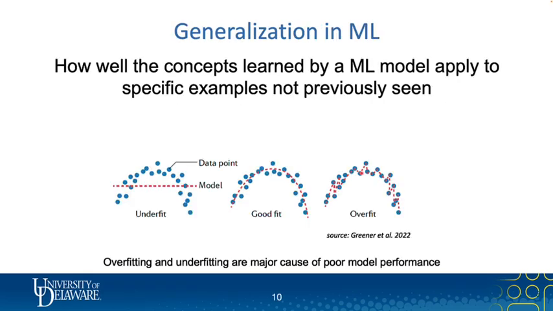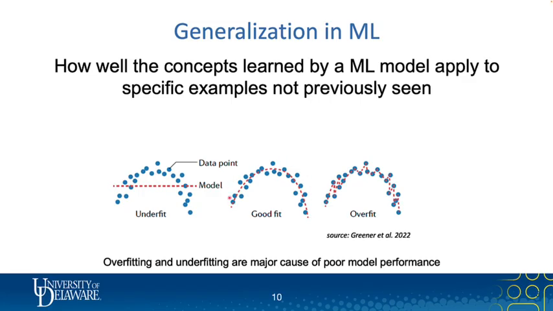Following with the generalization in machine learning, ideally we want the machine learning models to perform well with unseen new data. That is, that they can generalize. Underfitting and overfitting are major causes of poor model performance. Let's start with a good fit.